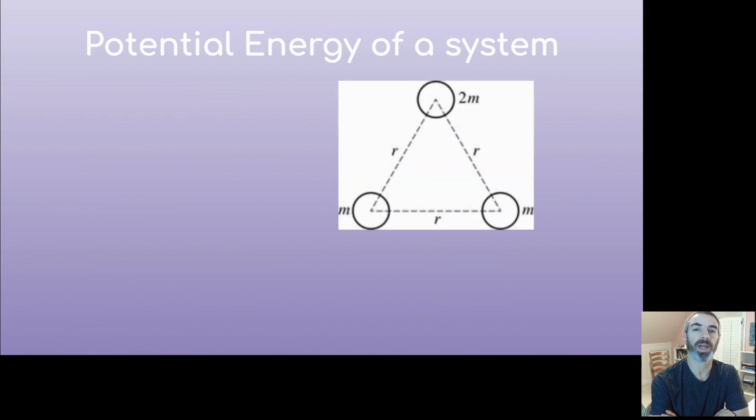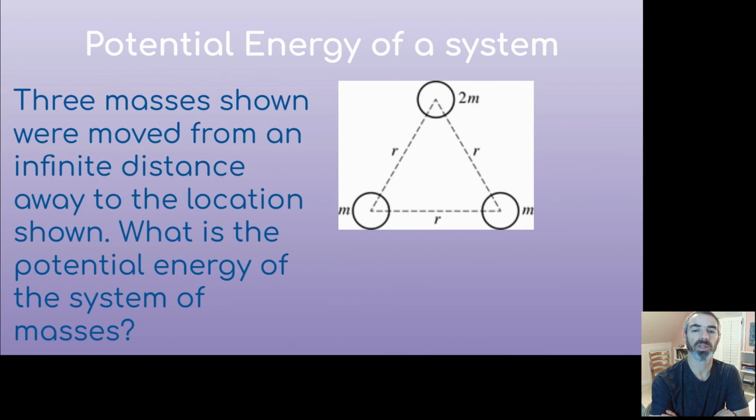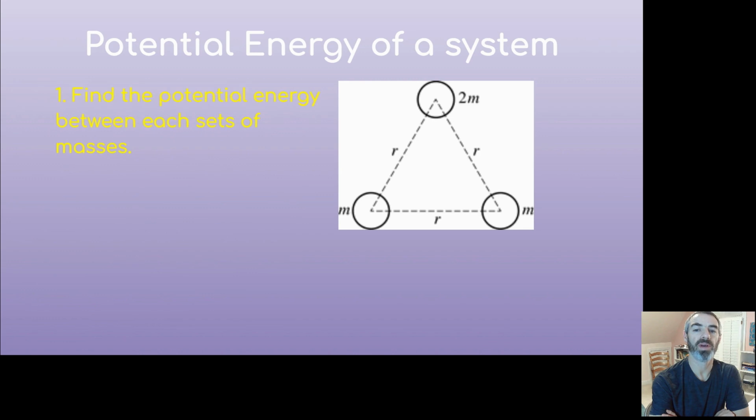So when we talk about the potential energy of a system, the way we'd approach this problem here is we have three masses that are moved from an infinite distance away to the location that is shown here. The first step we'd use to solve this problem is to find the potential energy between each pair of masses. So we'd use the top 2m and the left m, the top 2m and the right m, and then the bottom two m's, and calculate the gravitational potential energy between each set. And then we would simply add the values together.